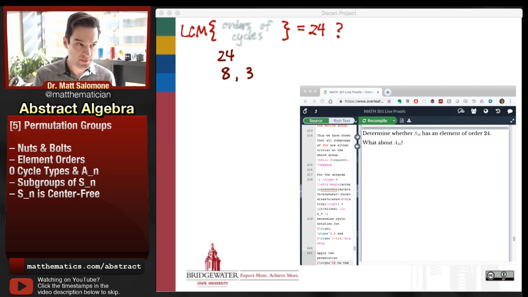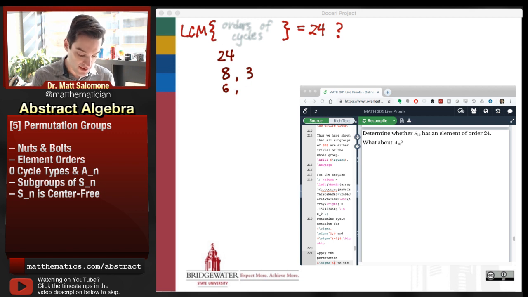So 8 and 3 is a way of getting 24 as a least common multiple. 6, so let's see, what would I have to include if I needed to get the least common multiple of 6 with something to be 24? So 6 is missing a factor of 2 to get me up to 24, but the least common multiple of 6 and 4 is 12, so that's not going to quite do it.